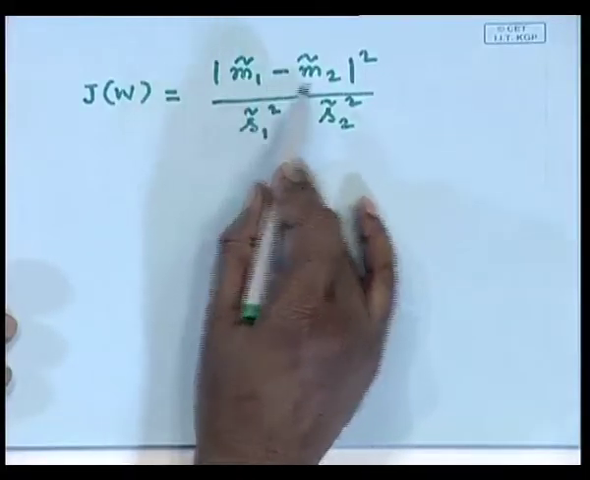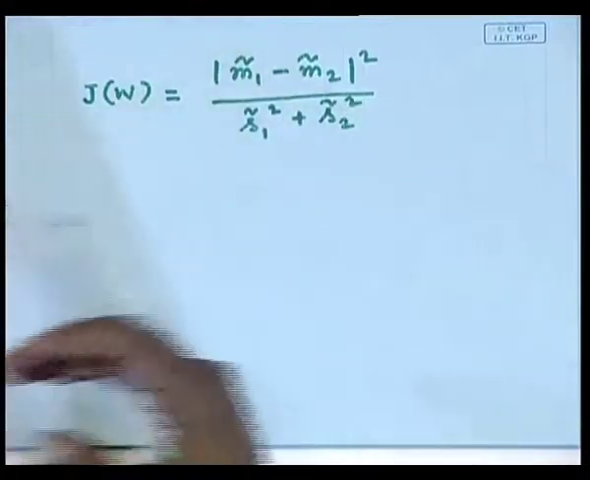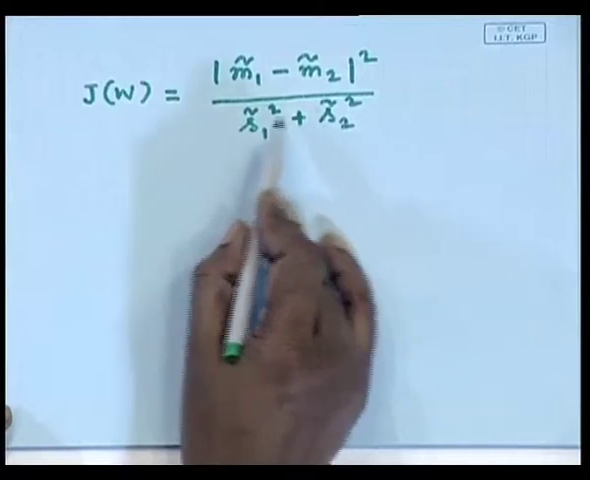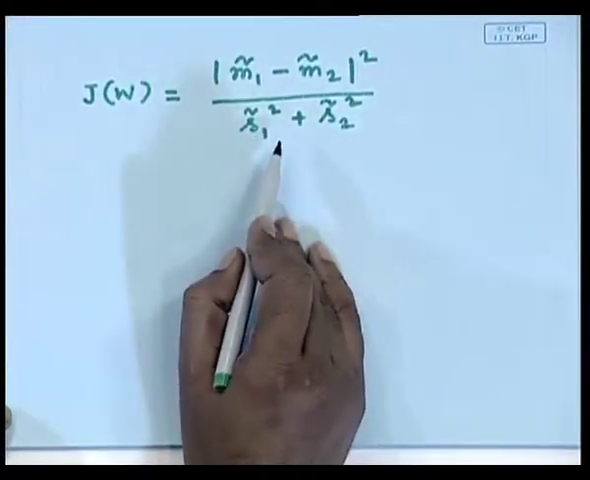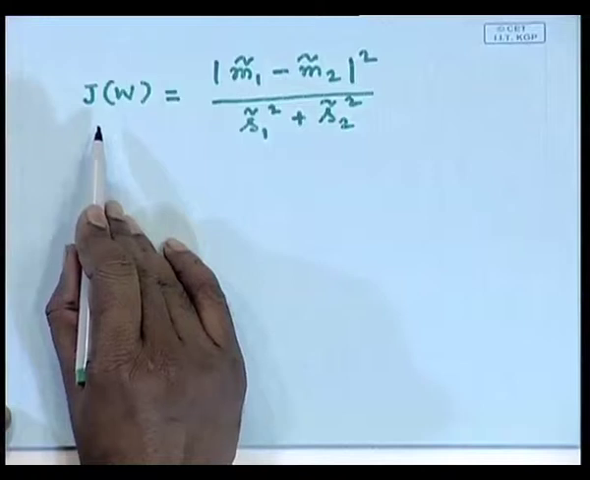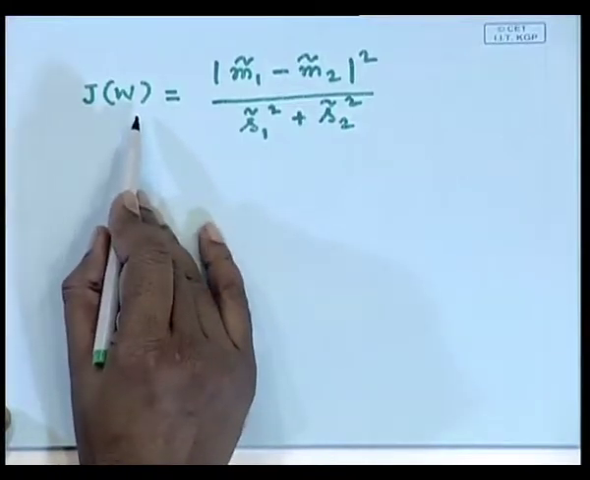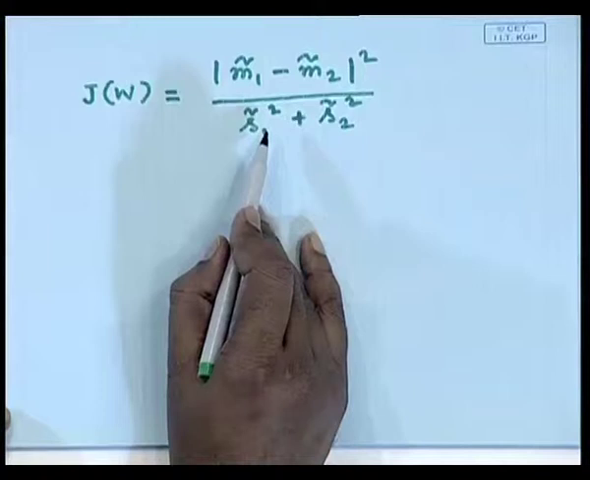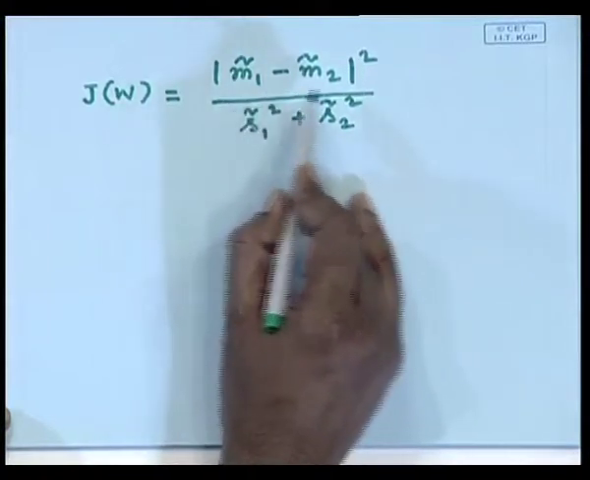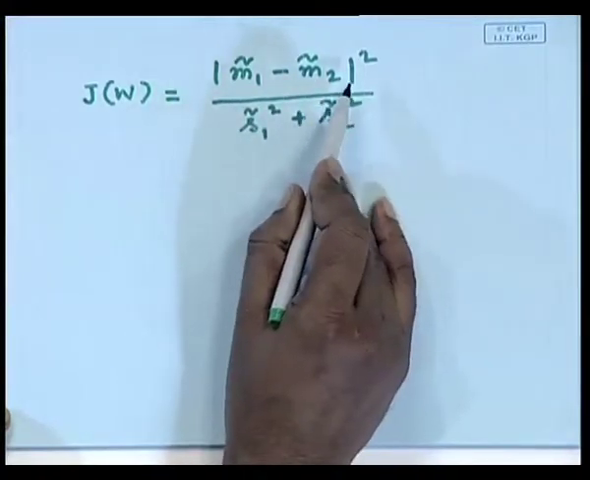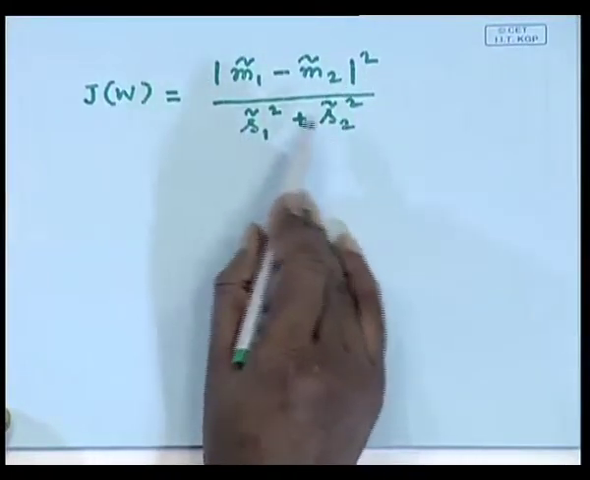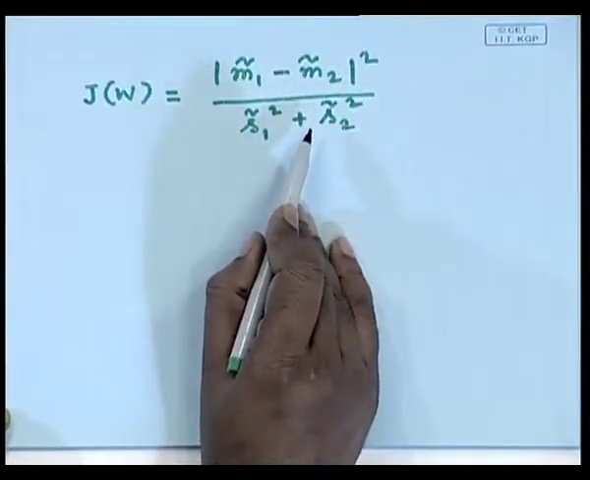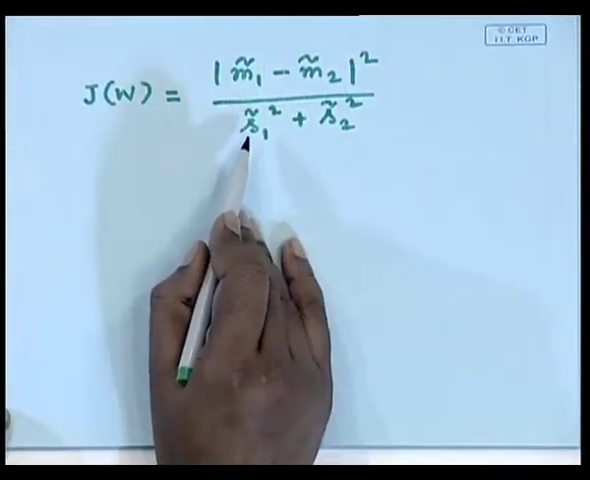Okay. So, what I should try to achieve is that m 1 tilde minus m 2 tilde square should be as large as possible with respect to the total within class scatter, or effectively I want to maximize this criteria function J of w, which is the ratio of m 1 tilde minus m 2 tilde square upon the total within class scatter. Okay. So, I want to maximize this.